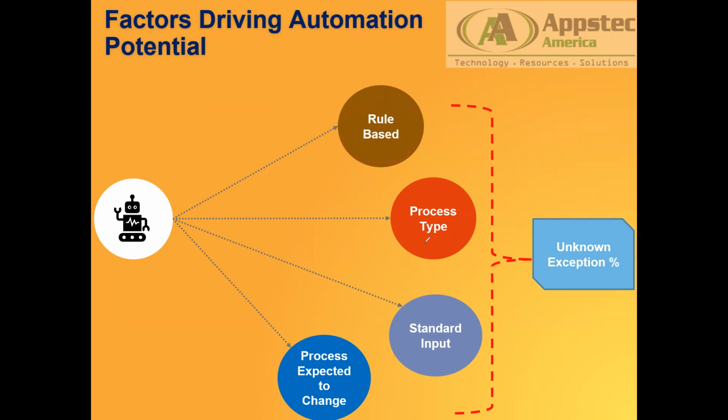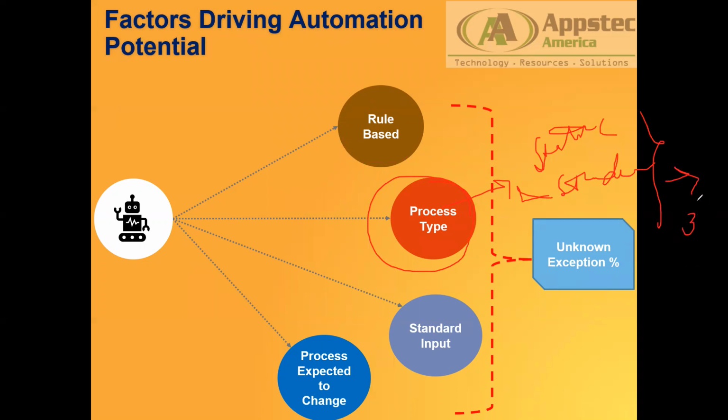Second would be process type. The process needs to be mostly static and standard. I cannot automate a process that starts changing, let's say every 3 months down the line, so such processes we cannot say are automation potential, correct? The third one could be standard input. Yesterday we did a deep dive into the complexity analysis part, where we understood that standard input becomes a very, very important factor in order to decide for the majority of processes whether it is automation potential or not. So standardization is very, very important.